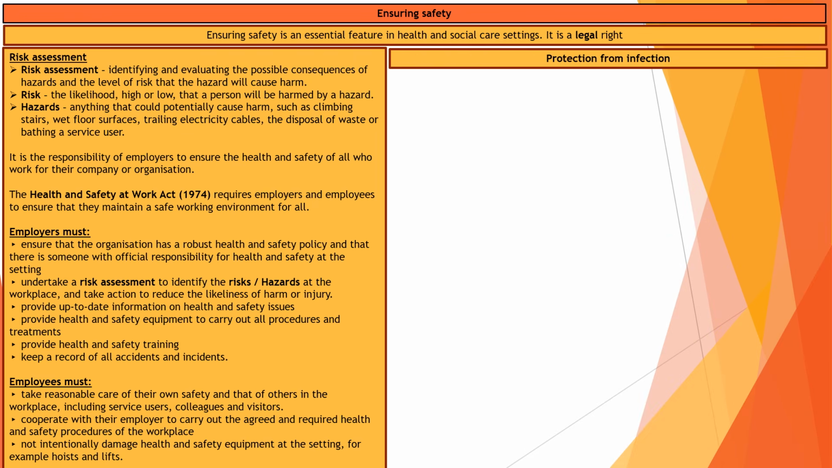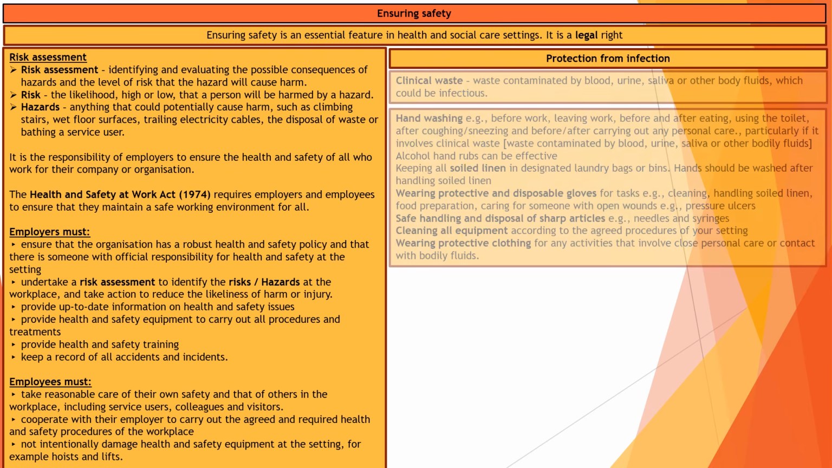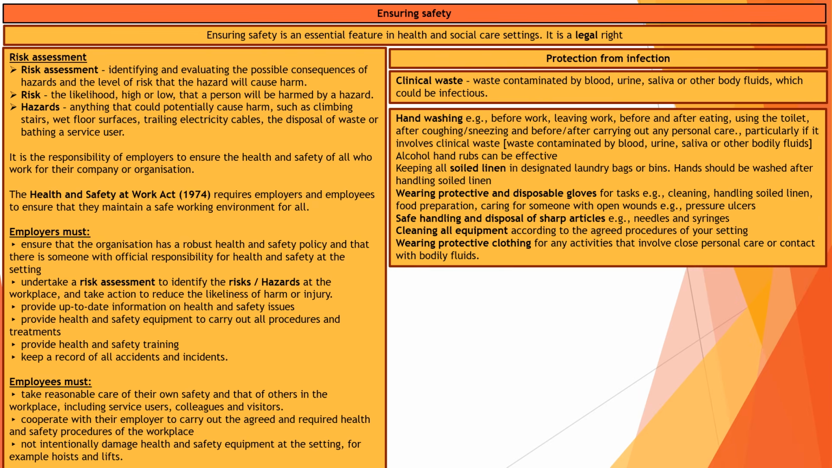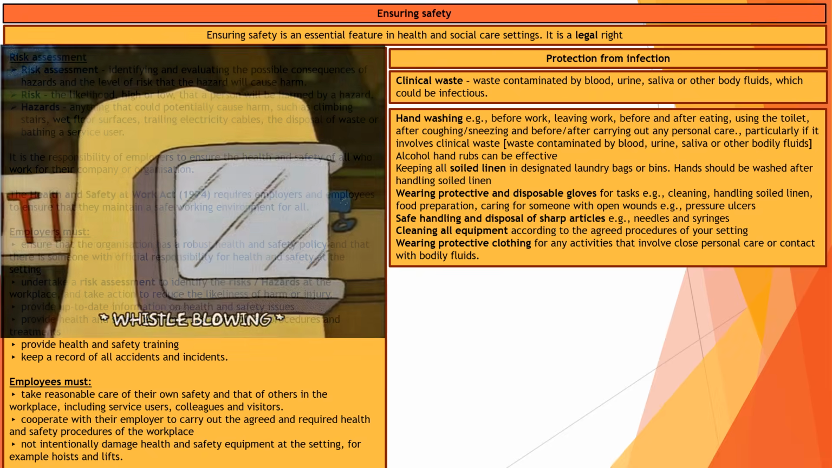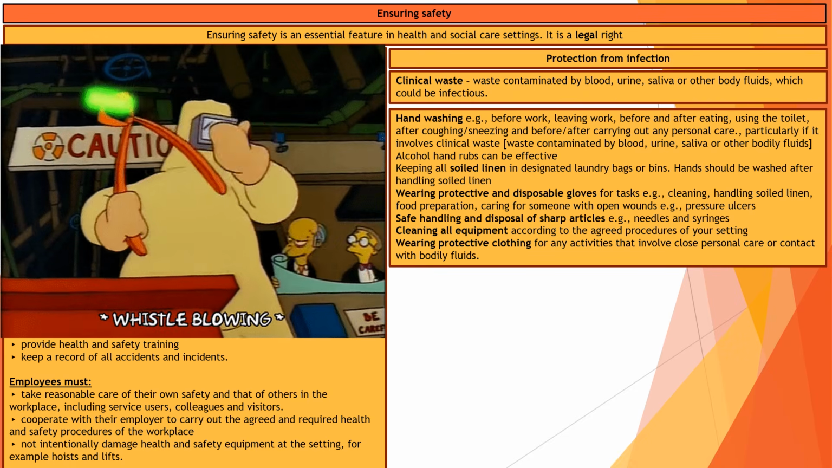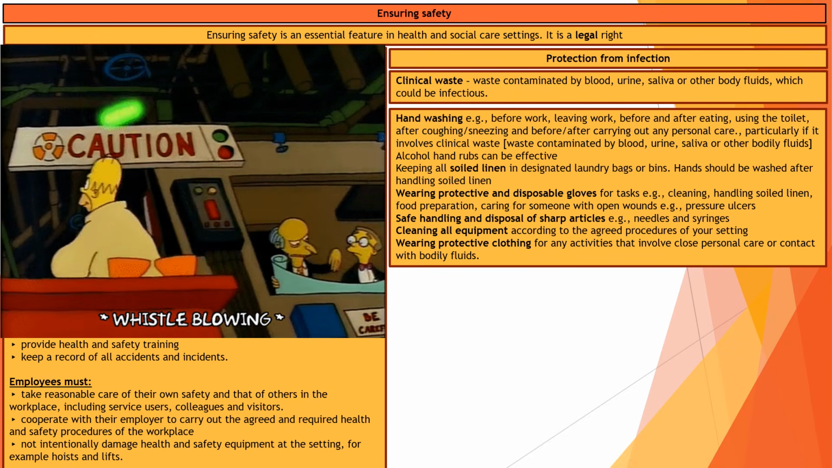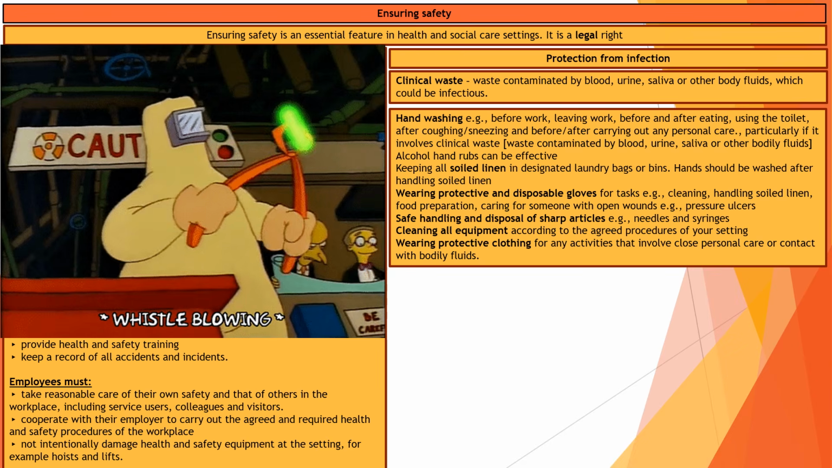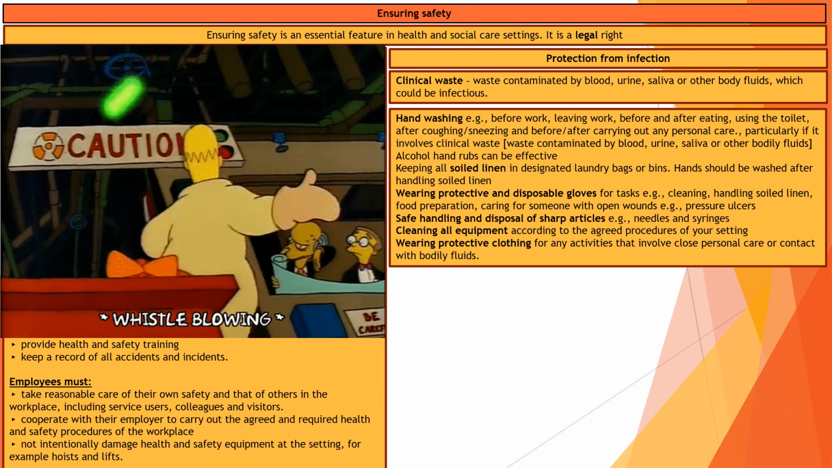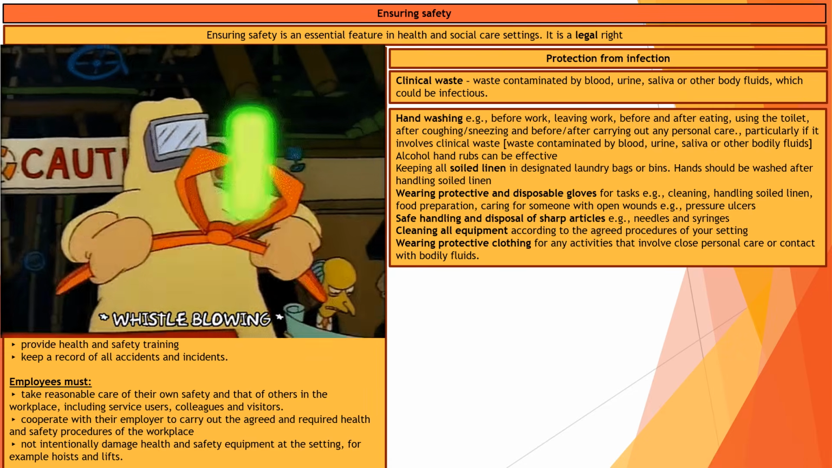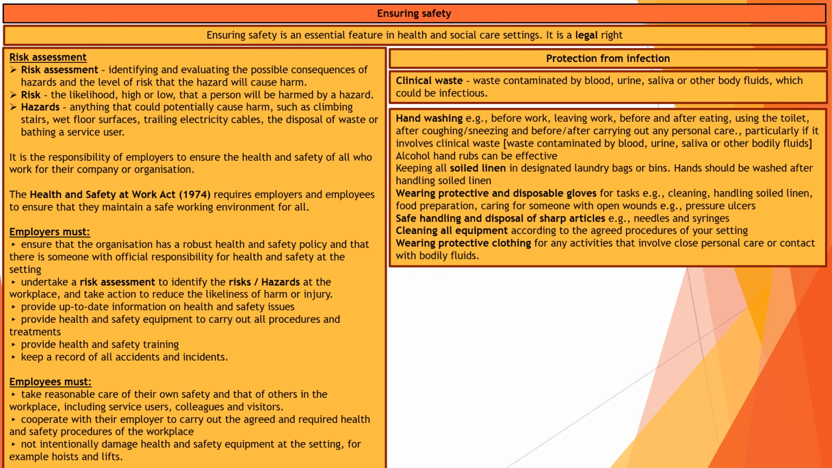When it comes to protection from infection, another part of keeping people safe, there are two aspects to this. So there might be the clinical waste side of protection from infection. So workers who are handling blood, urine, saliva, other bodily fluids that could be a source of infection. The best way to do this is to wear PPE protection, wash hands, keep soiled equipment separate from clean materials, store them away or dispose of them.